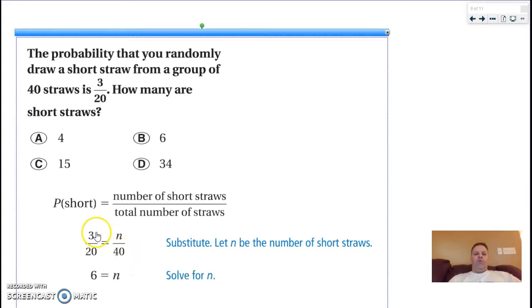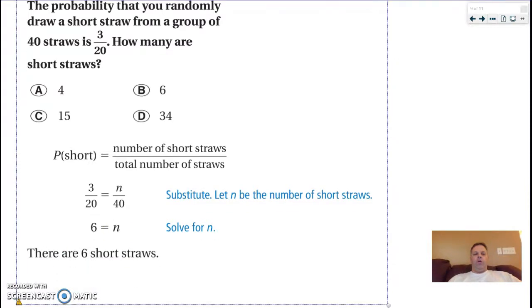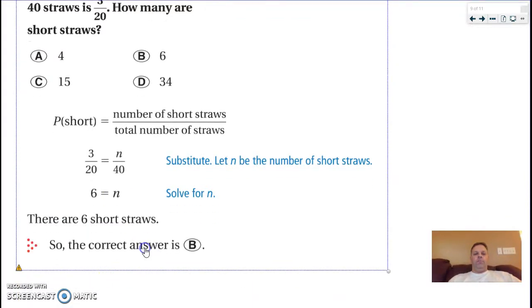We can then solve by taking 3 times 40, which is 120. We can then divide by 20, and we get n equals 6. There are 6 short straws. So the correct answer is B.